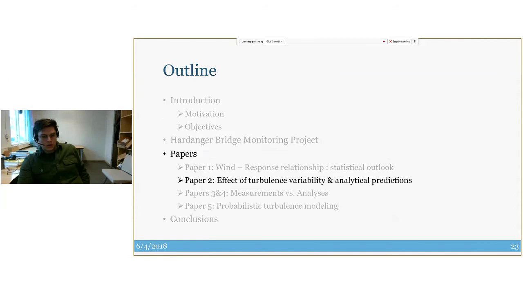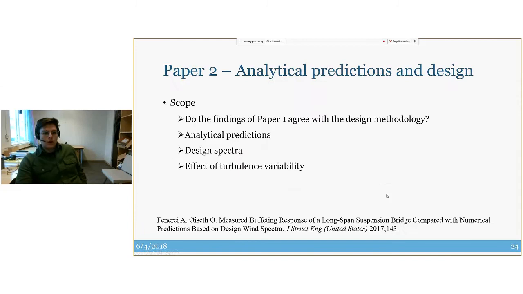Now I'm moving on to the next paper. Here our aim is to see if the findings of paper one, the variability we saw in the response and in the wind characteristics, agree with the design methodology we have. So we conducted analytical predictions for this, and we used the design spectra from the design codes, and we investigated the effect of turbulence variability.